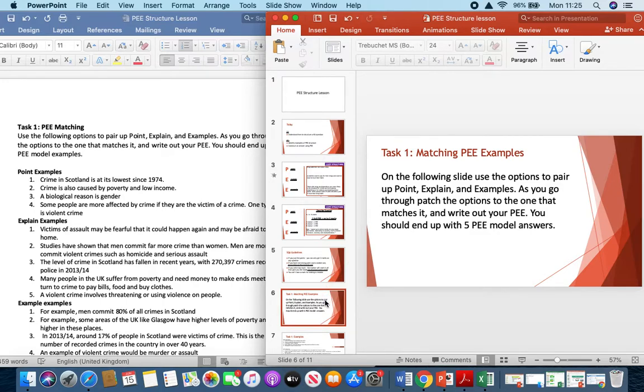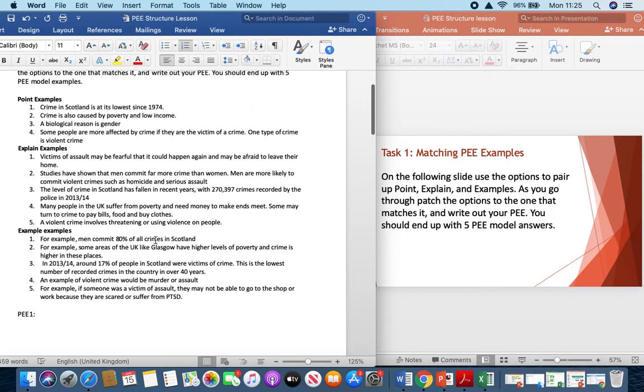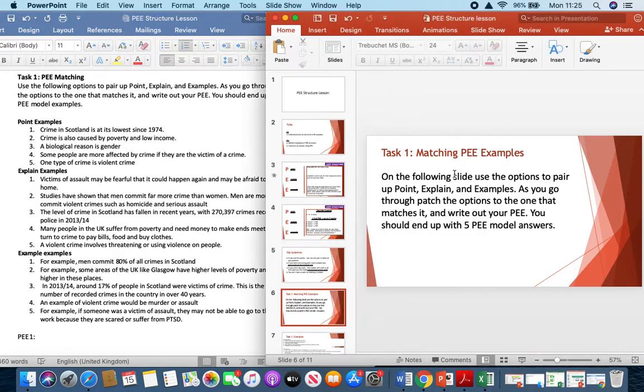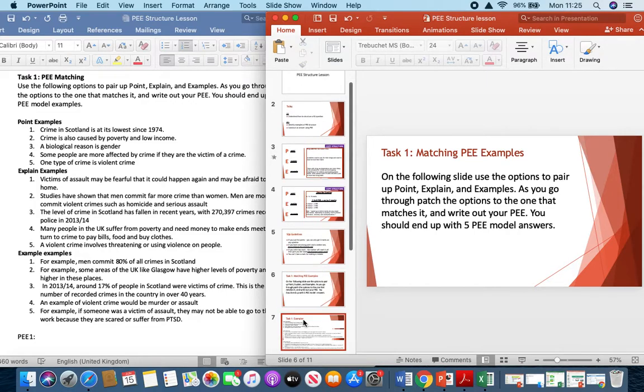Right, so this is your first task that I need you to do: matching up PEE examples. And you've got your workbook over here as well. So basically, Crime in Scotland, these are examples of your points, right? There are 4 points here. There should be 5, and that's how it would need to go. I see a mistake I made. I'm going to make sure I update that.